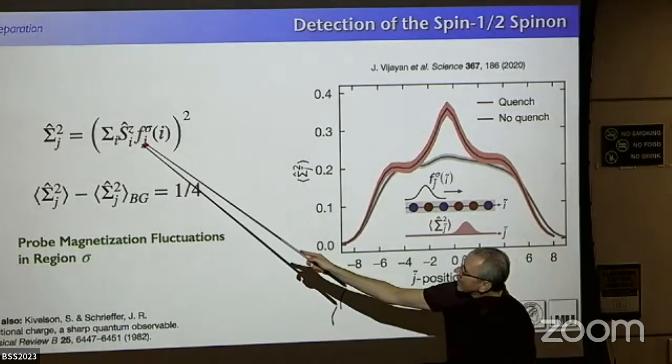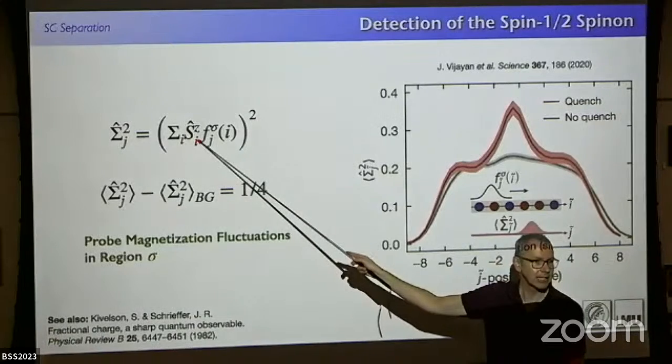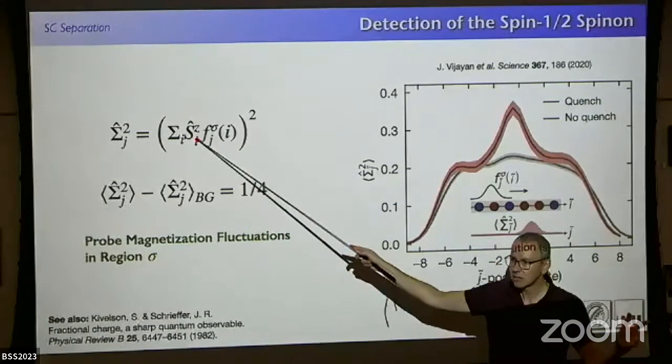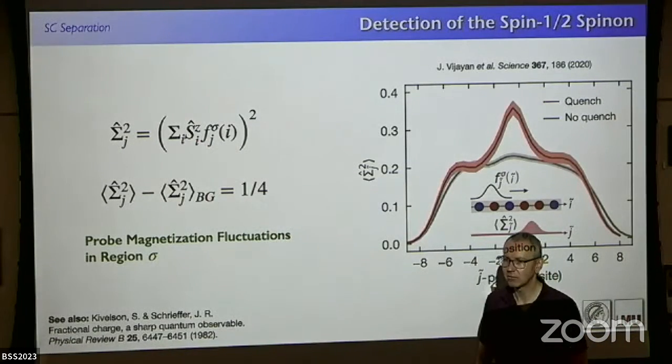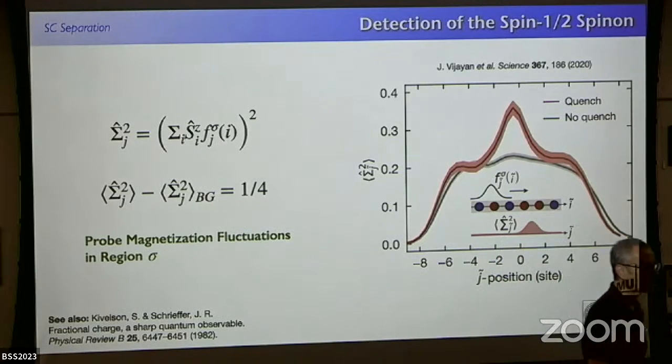This is a non-local correlator, right? Because it involves the sum over SZs over many sites, squared. So it's something that has a non-local correlation value that we need to evaluate. And only when we have access to these snapshots can we measure that.